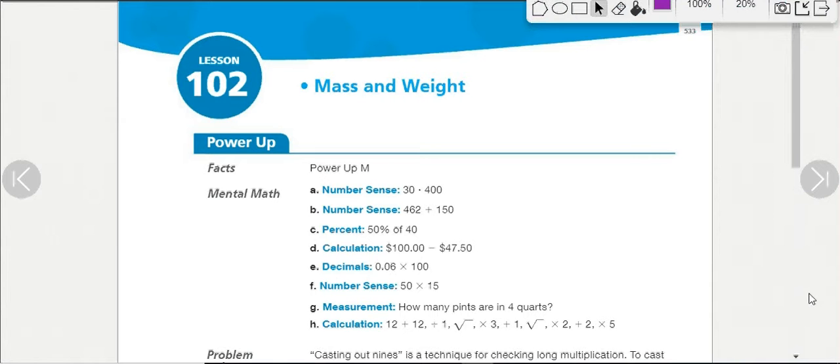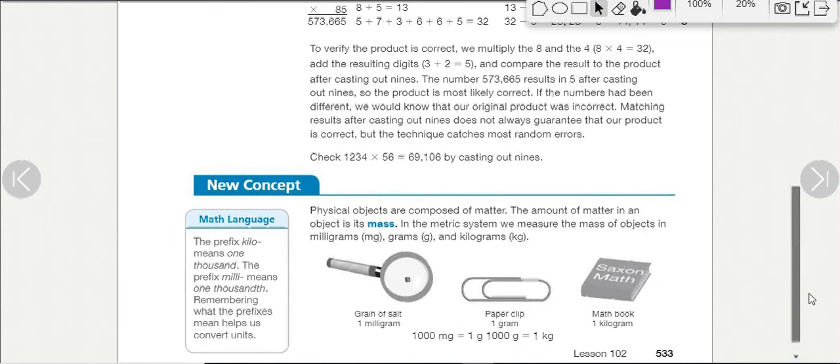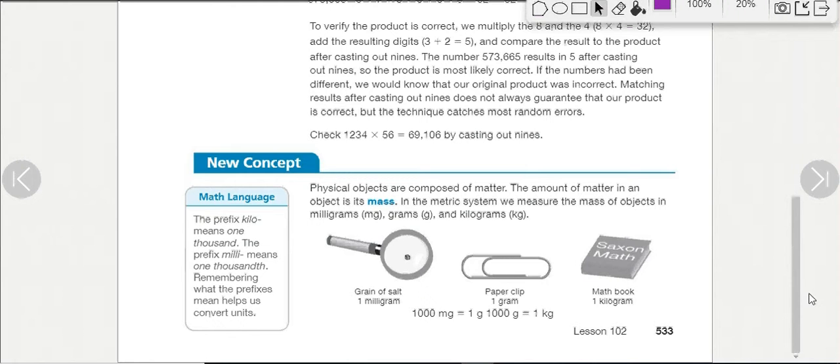So we're going to work with some more measures today. Think about mass and weight. What types of measures are involved in weight? Can you think of any weight measures? Maybe like pounds. That's U.S. customary system. We're going to work in metric today, at least to begin.